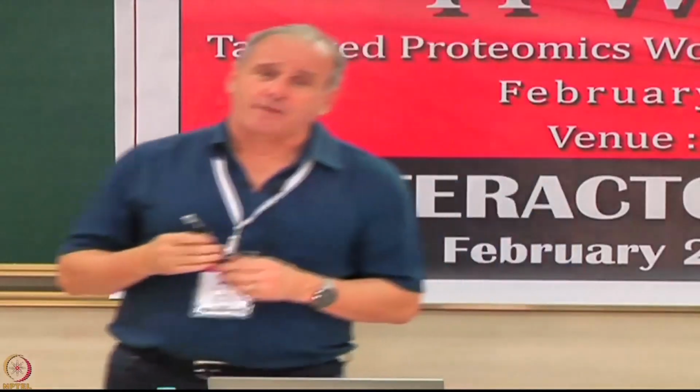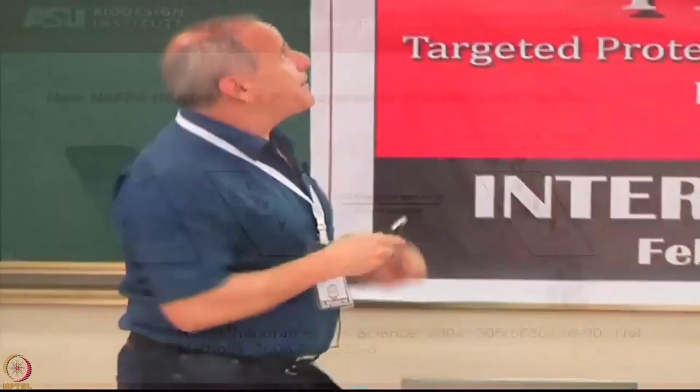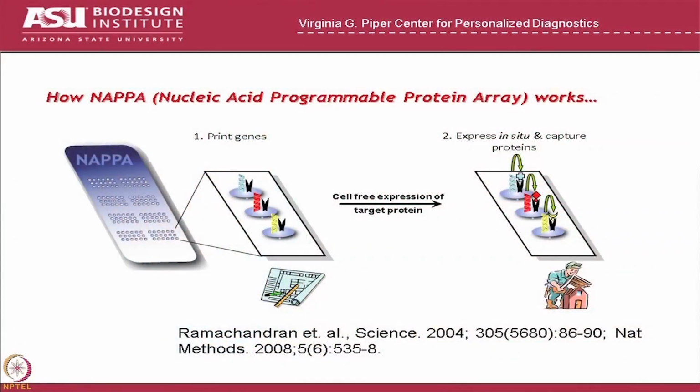All right, so this is the array type that we're going to talk about today, which is called NAPPA, for Nucleic Acid Programmable Protein Array. And the idea for NAPPA is that we print the gene for the protein on the chip, and we store the chip as a DNA chip. So the gene is there, the clone, the ones that we talked about in the first half of today, is on the chip, along with an agent that's going to capture the protein when it's made. But the protein hasn't been made yet.